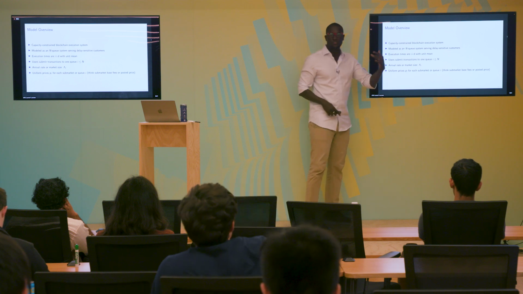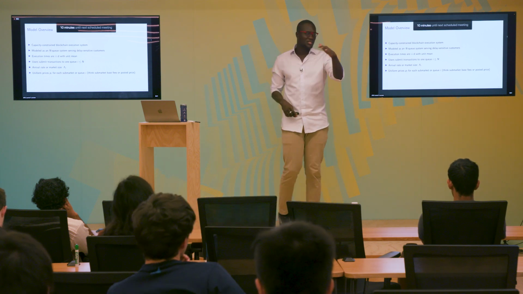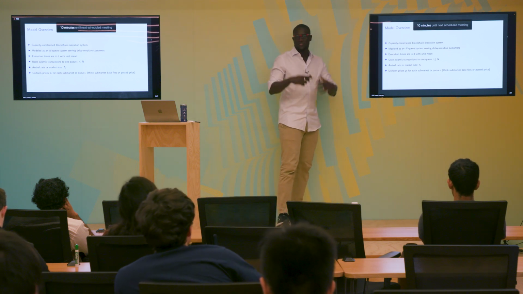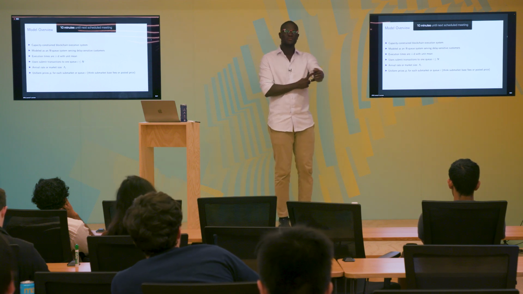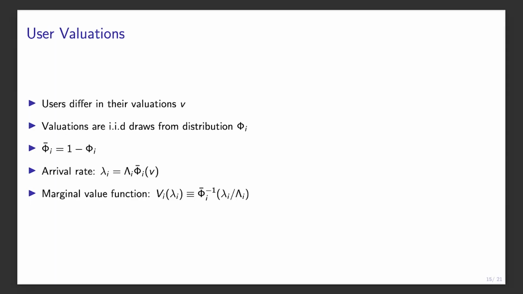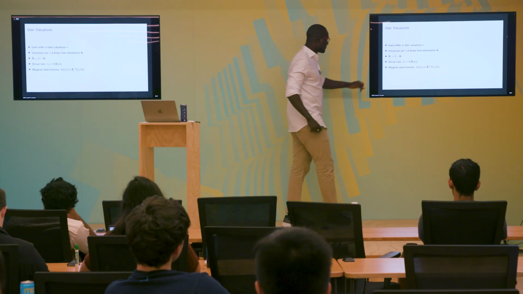And I'm going to focus on uniform prices. Okay, so think of a posted price. One way to think about its implementation would be the base fee, a different base fee for each queue. Now, users differ in their valuations V, and these valuations are drawn from distributions, phi i. So each queue has its own distribution. Okay, and the arrival rate will be this market size times the CDF. And from here, I can have a marginal value function.